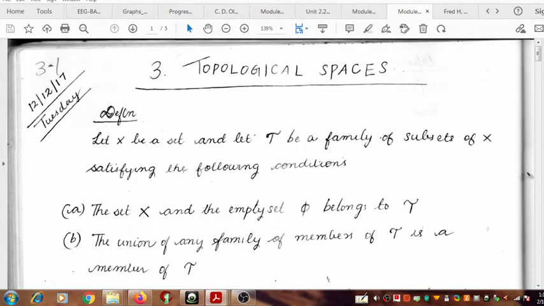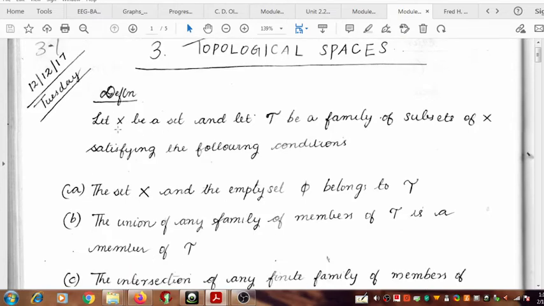To define a topological space, first we require a non-empty set. We name this non-empty set capital X. So let X be a non-empty set, and from this non-empty set we make a family of subsets. So it is possible to find different subsets of the non-empty set.